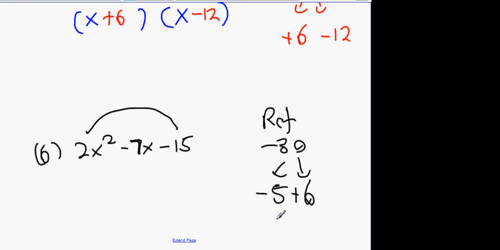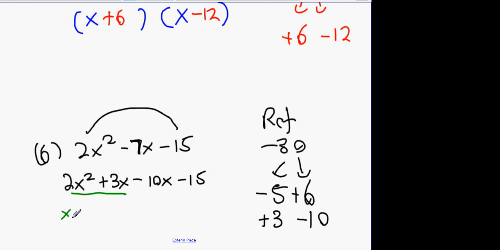Think smaller. 3 by 10. 3 by 10. And then what happens? Which one should be negative? Minus 10. Minus 10 plus 3. Now Joey, finish this one off. So, 2x squared plus 3x minus 10x minus 15. Alright Joey, what can come out of the first two?